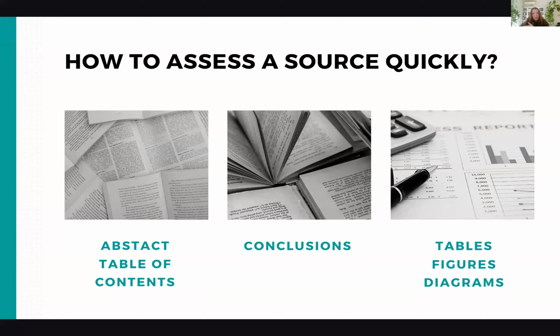So these are the three basic steps: abstract, conclusions, and visual aids. If you've completed all three steps and the source seems perfect, you're in luck. You found your first reference to use in your literature review, and you can check the next one. Once you have 5 or 10 or 15 or however many you need, you can move on to the next step.